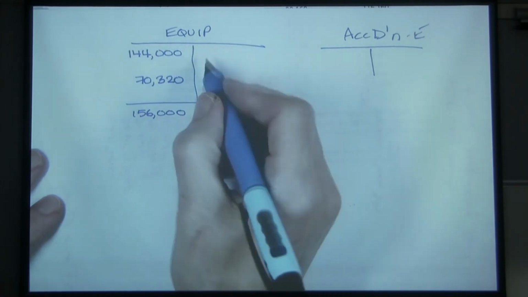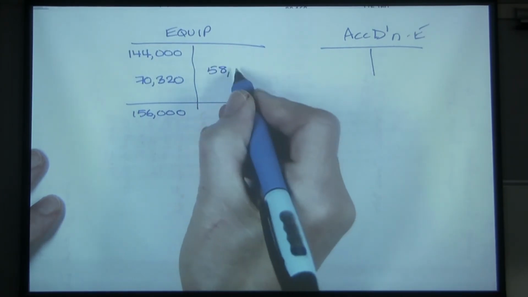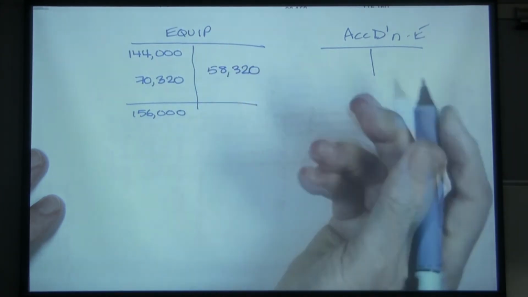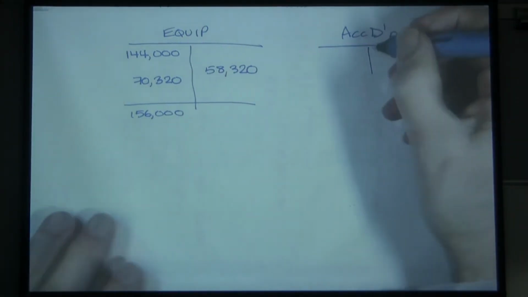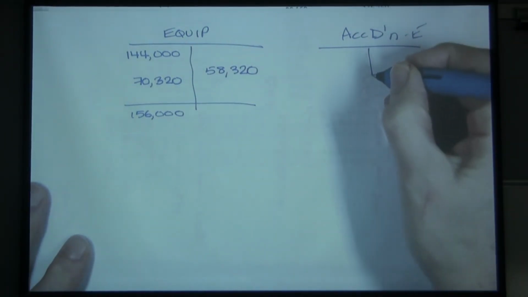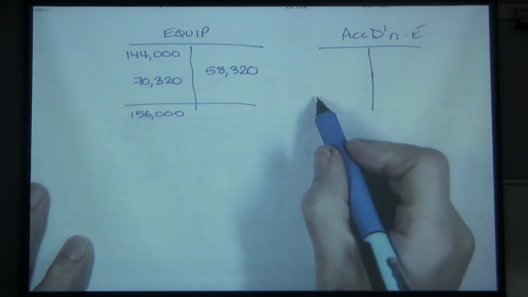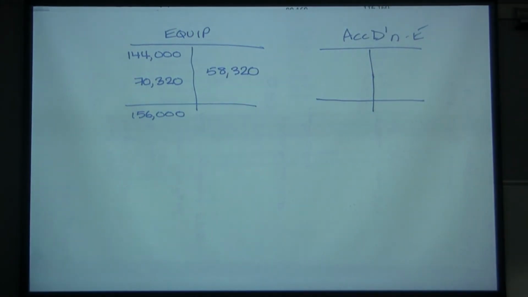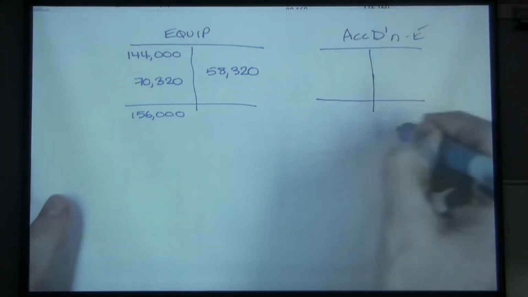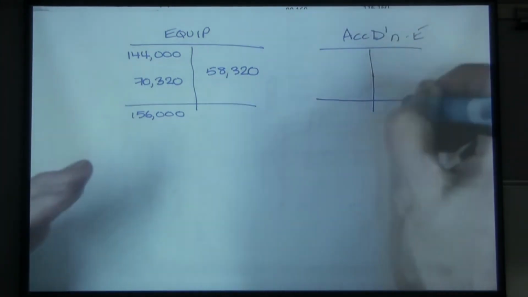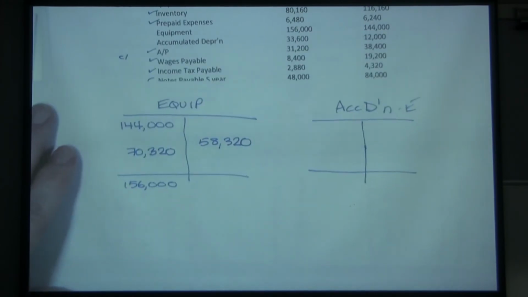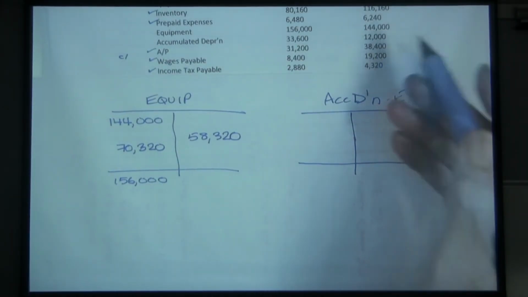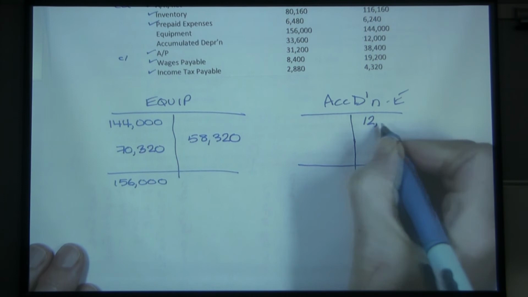So as you know, 58,320. The equipment account is all costs. Accumulated depreciation account is where we track the accumulated depreciation, obviously, but it changes. This is where the change happens from one year to the next. So our accumulated depreciation account started the year at 12,000.